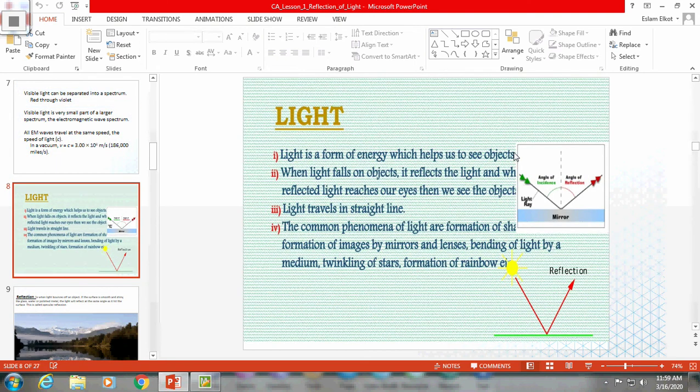I told you before, light is a part of electromagnetic waves. Light helps us to see objects. When light falls on an object, it will reflect back to our eye. Light travels in a straight line, like a shadow. So light moves in a straight line.